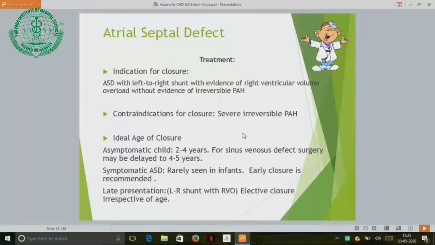What is the contraindication of closure? If there is PH already established and which has come to the stage of irreversibility, then we are not closing such ASDs.